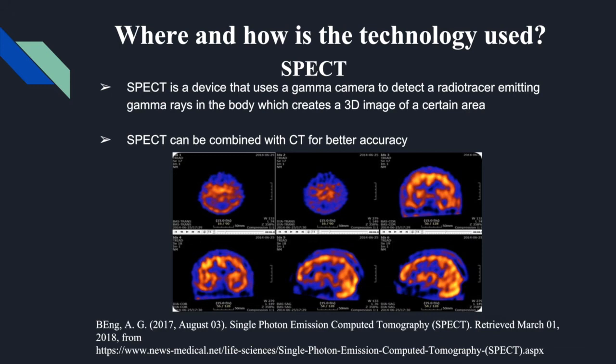Okay, first we talked about PET scan. Let's talk about SPECT now, which stands for Single Photon Emission Computed Tomography. That is a device that uses a gamma camera to detect a radio tracer emitting gamma rays in the body, and that's going to create a 3D image of a certain area. This device can be combined with a CT scan for better accuracy.